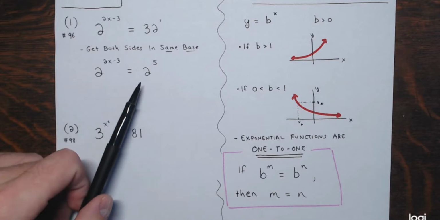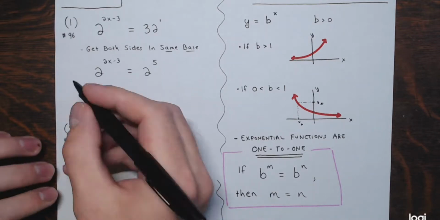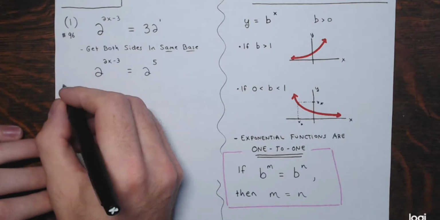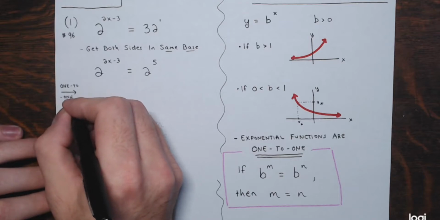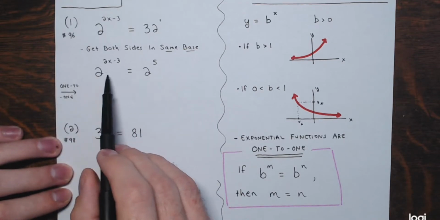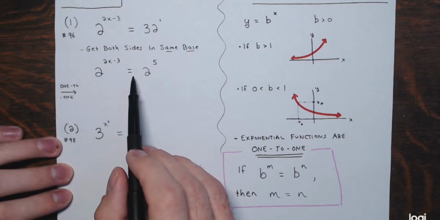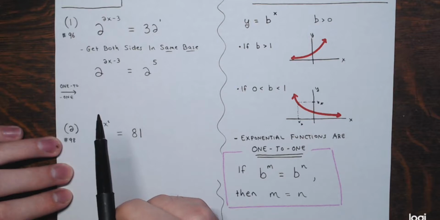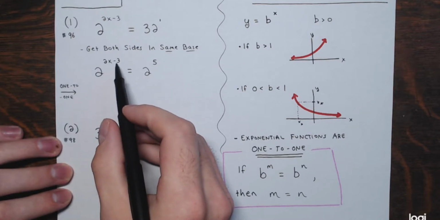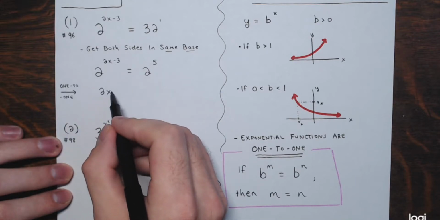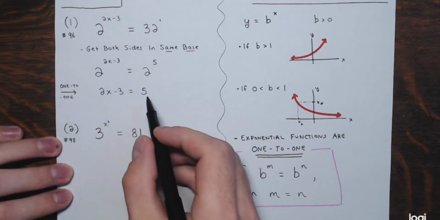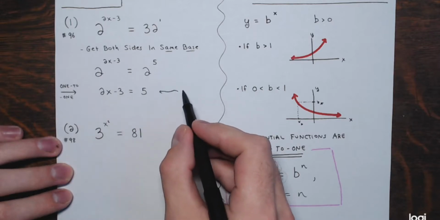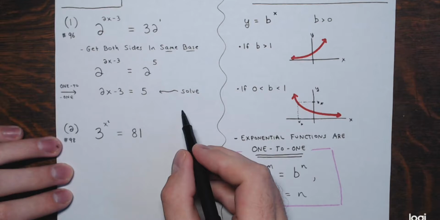And because exponential functions are one-to-one, what we're going to do here is apply the one-to-one property. The only way two expressions with the same base are equal is if their exponents are equal. So if 2 to the 2x minus 3 is equal to 2 to the 5th, that means that 2x minus 3 must be equal to 5. And then we solve, of course, this resulting equation. And then, of course, check your solutions at the end.